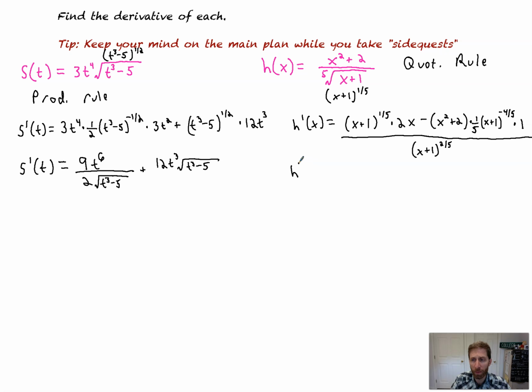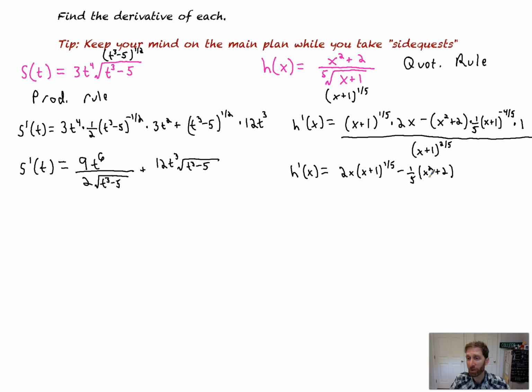Okay, I'm going to clean this one up a little bit, and let's see what happens. So I get h prime of x is equal to, I'm going to leave it in terms of the rational exponents. We're not going to change it to radicals here. So I've got 2x times x plus 1 to the 1/5, nice, minus, okay, well it's going to be minus 1/5 times that, so minus 1/5 times x squared plus 2.